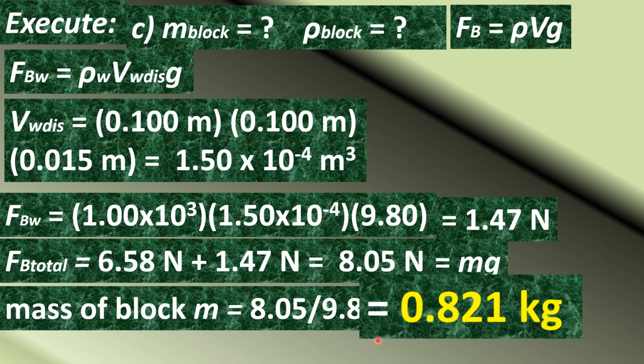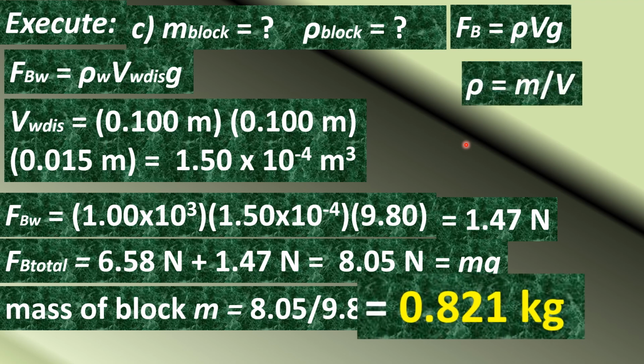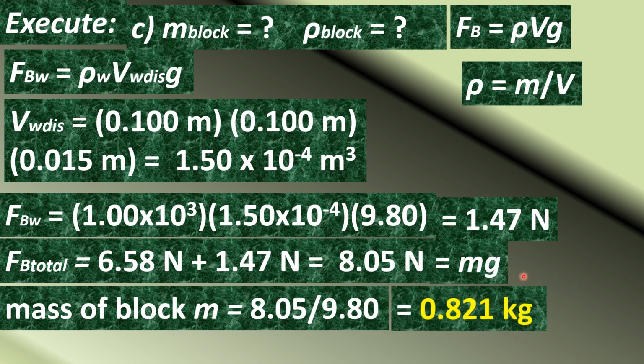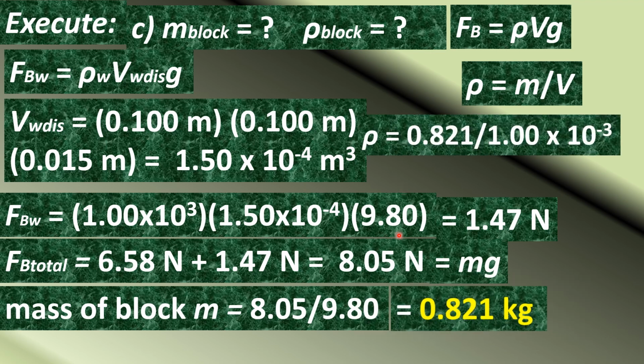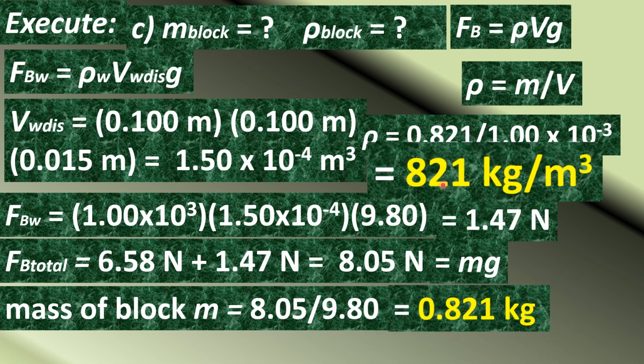So just like the other computed values, this one also has three significant figures. And finally, we can now calculate the density of the block of wood, simply dividing the mass that we calculated here by its volume. That is 0.821 kilogram divided by 1.00 times 10 to the negative 3 meter cube for a density equal to 821 kilogram per meter cube.